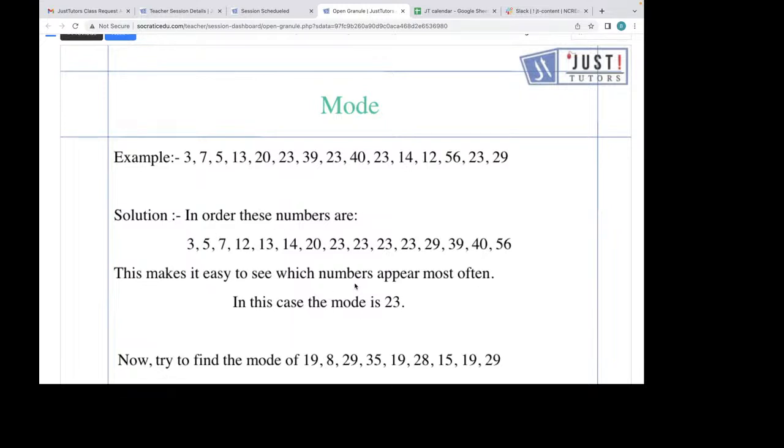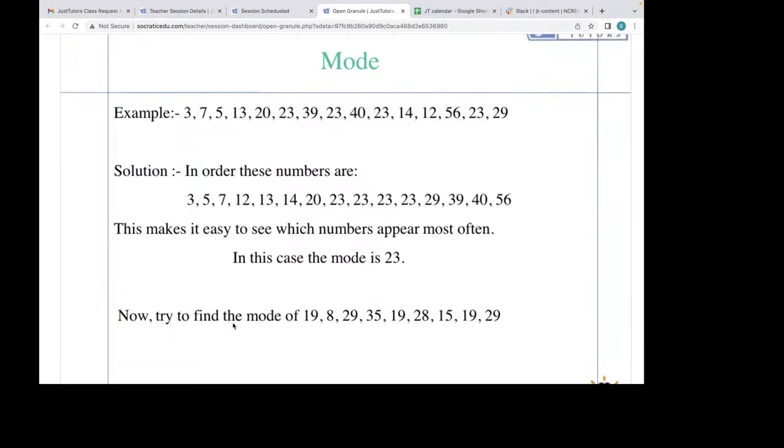So what benefit do we get from arranging? Arranging lets us know which number has come how many times. Now you can clearly see that 23 has come 4 times in this data. You have to go through it very thoroughly. So first we can arrange our numbers in ascending order, and then we can figure out which number has occurred the maximum number of times. So in this case the mode is 23, because it has come 4 times.